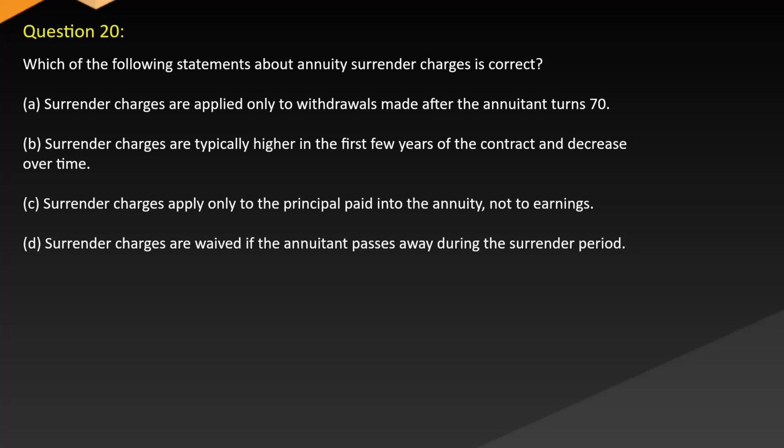Question 20. Which of the following statements about annuity surrender charges is correct? A. Surrender charges are applied only to withdrawals made after the annuitant turns 70. B. Surrender charges are typically higher in the first few years of the contract and decrease over time. C. Surrender charges apply only to the principal paid into the annuity, not to earnings. D. Surrender charges are waived if the annuitant passes away during the surrender period.